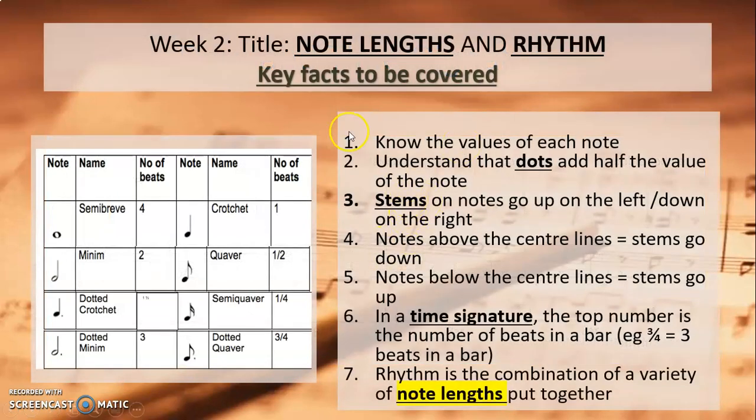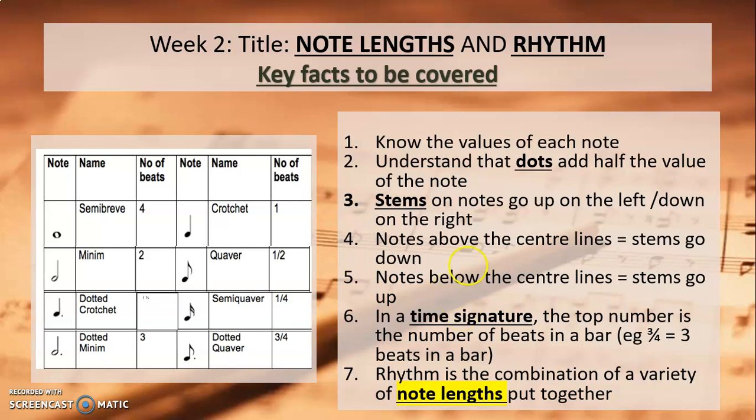Right, key facts for this week. You need to know the value of each of the notes, dotted and not dotted. You need to understand that dots add half the value of the note. Stems go up on the left, down on the right. Notes above the centre line, the stems go down, and the notes below the centre line, the stems go up. In a time signature, the top number is the number of beats in a bar. And just as a definition, rhythm is the combination of a variety of note lengths put together.